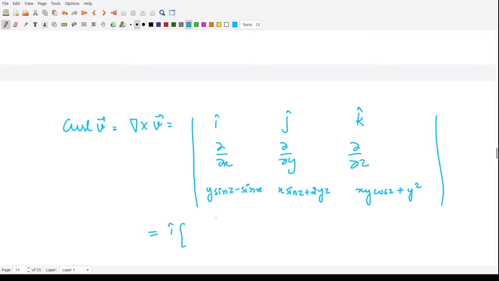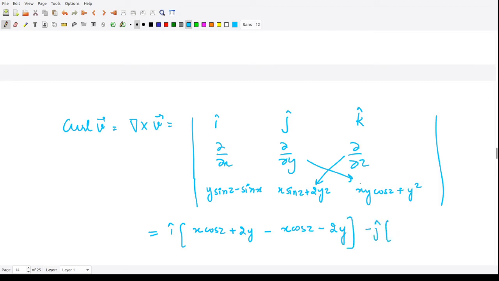So for i cap, you have to operate this onto this. So let's see, what do you have? You have y cos z + 2y, and then you have to operate this onto this. So I'm sorry, the other way around, this onto this, right? Because this is the operator. So we have x cos z − 2y. So this is i cap.